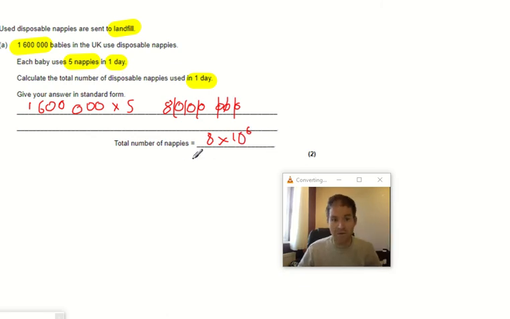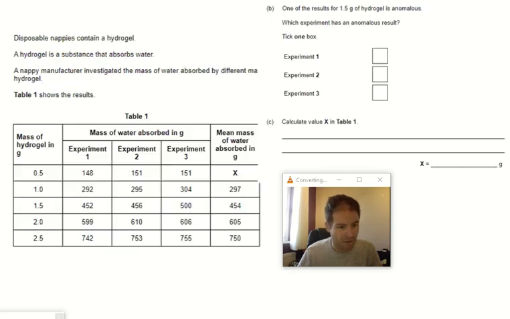And that's the number of nappies. 8 times 10 to the power of 6. Standard form is like that. Okay, because there are 1, 2, 3, 4, 5, 6. So we times it by 10 6 times. Times by 10 would be 80. Times by 10 twice, 800. Times by 10 3 times, 4, 5, 6 times. Okay, next question.